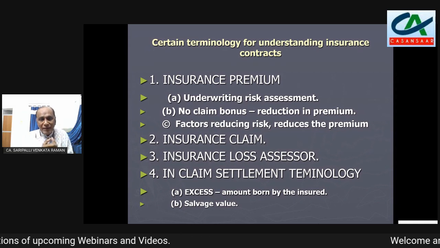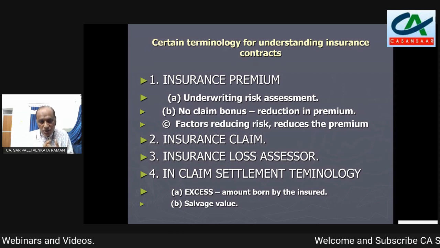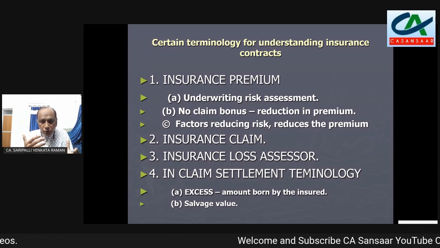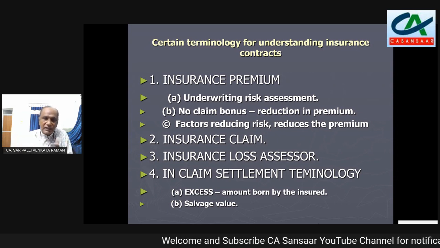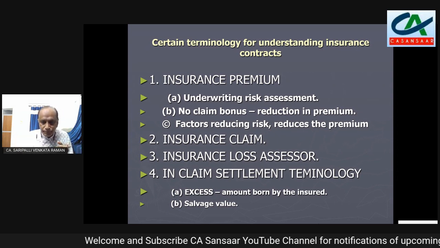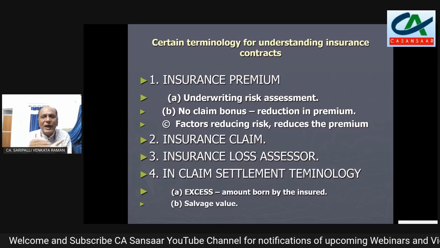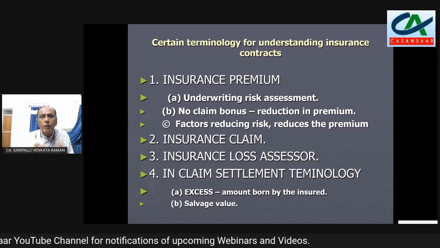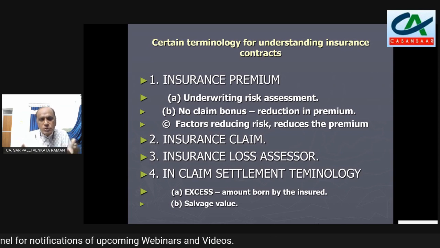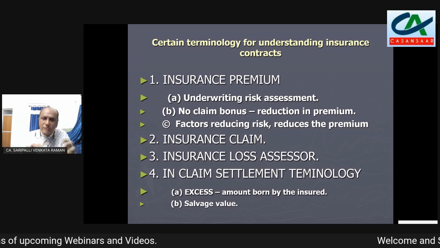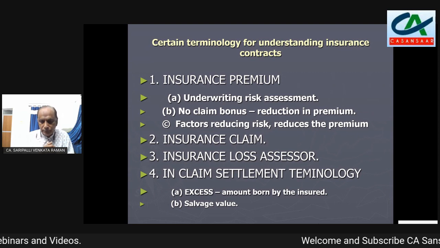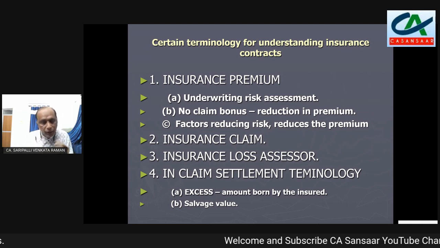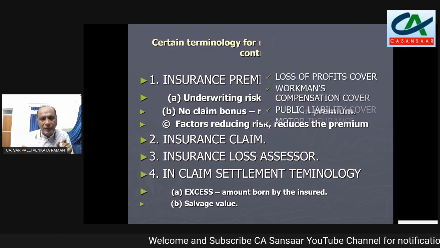Now this value, salvage value, is important because if you decide with the insurance company that you want to keep the salvage, obviously the salvage value also will be deducted from the amount of the claim payable to you. The other option is you say that I don't want to keep the salvage, and the salvage will be taken over by the insurance company and they will pay you the claim in a normal way without deducting the salvage value.